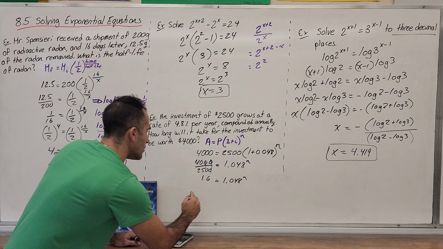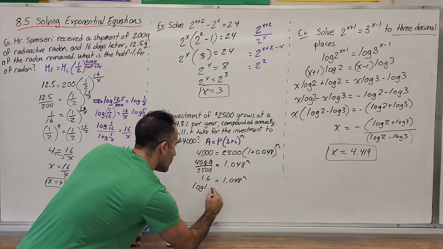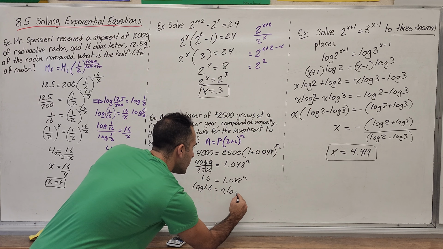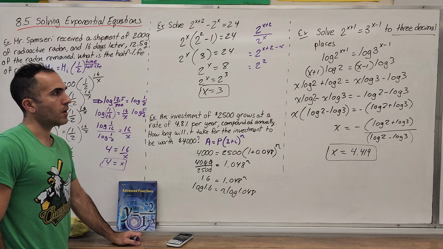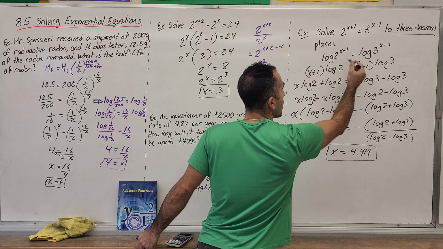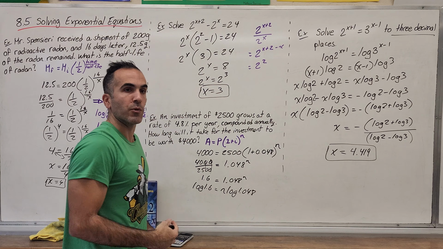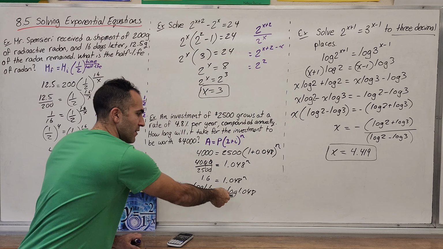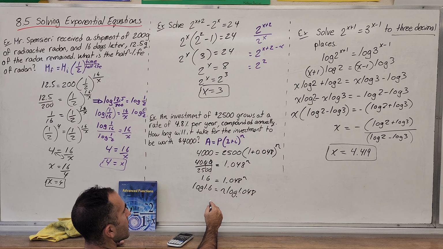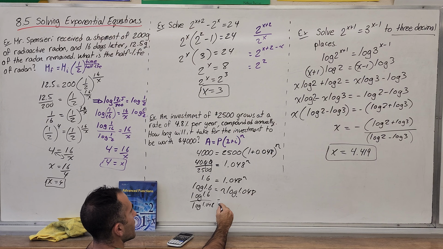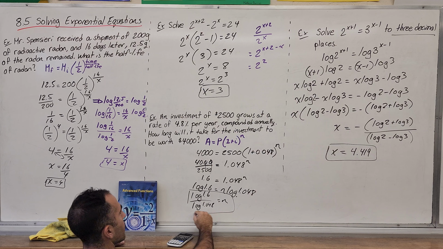So I'm going to find the log of both sides. Log of 1.6 equals n log of 1.048. I don't really show this step anymore when I find the log of both sides. I actually bring down the exponent in the same step. And now I have to divide by the log of 1.048. So log 1.6 divided by log 1.048 equals n.